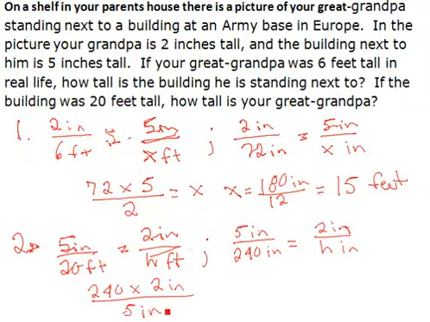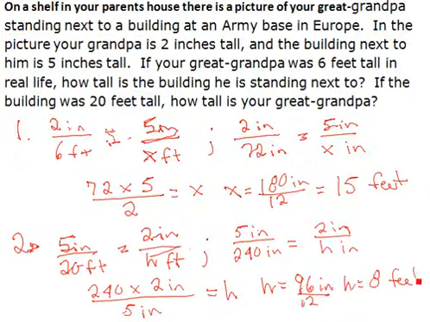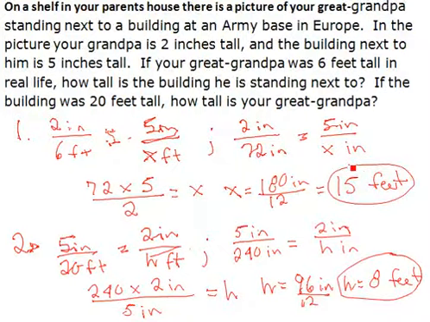So we know that h equals 96 inches, and again we want it in feet, so we divide by 12, and we find that h equals 8 feet. So if the building was 20 feet tall, your great-grandpa would be 8 feet tall. The building, or if your grandpa was 6 feet tall, the building would be 15 feet tall behind him.